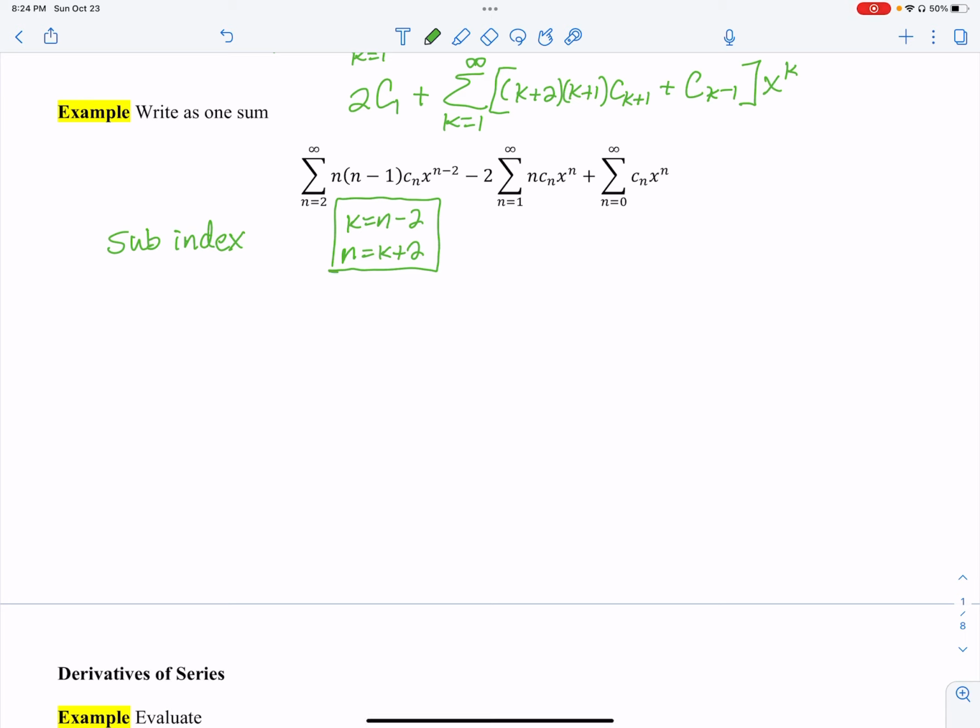This next one, it's already an n. So I'm going to do k equals n, and I'm going to box that. It's just a straight conversion. It's nice and easy. Same thing for here. I still write it in.